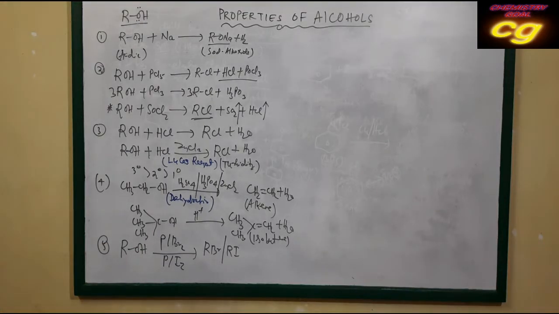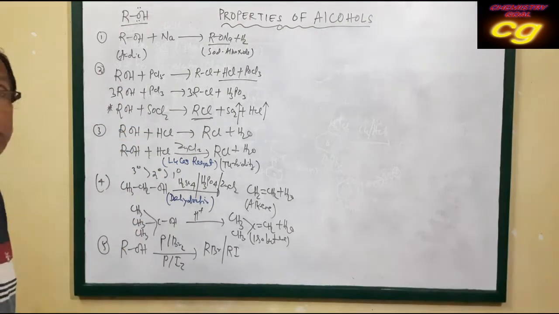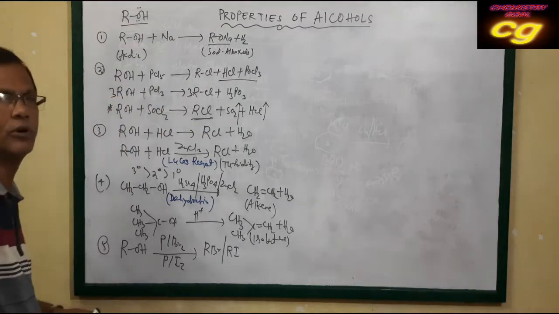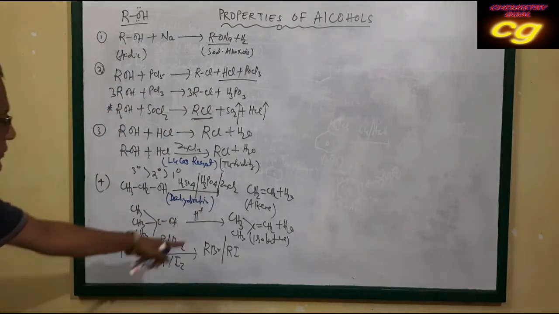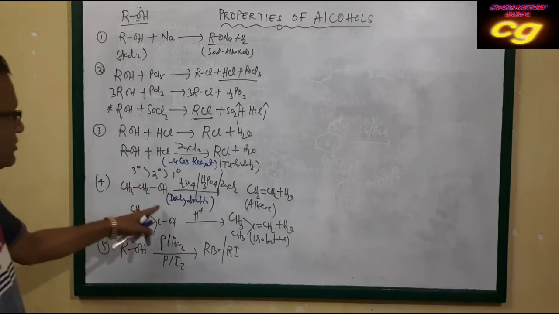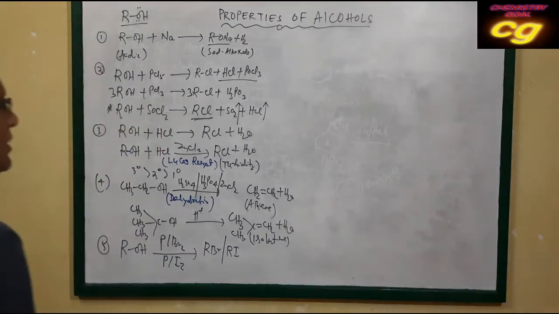Alcohol can be easily oxidized. All these reactions are nucleophilic substitution reactions. In all the cases the C-O bond is involved, forming haloalkane. And this is the exception: this dehydration reaction forming alkene. But alcohol can be oxidized.